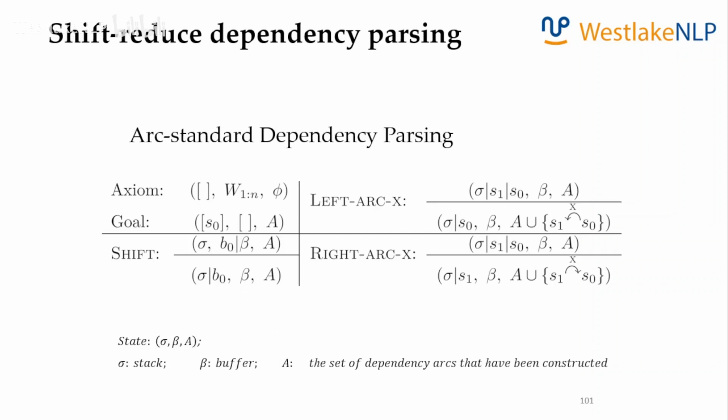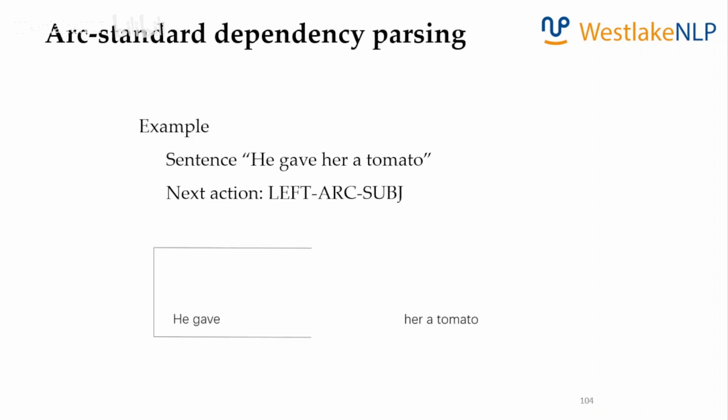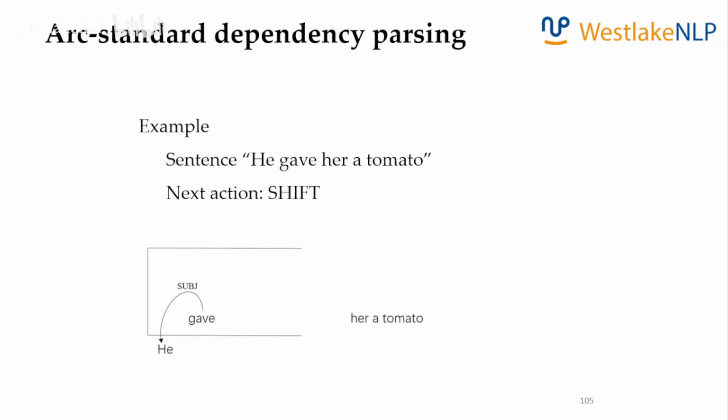Next slide shows you a deduction system of the actions, just as I showed for constituent parsing. Now let's use the sentence "he gave her a tomato" for example to illustrate the process. So we first shift he onto the stack, and then we shift gave onto the stack. We do left arc subject. Note that subject is an action, right? So action space is larger, but you can assign dependency arc labels. So he is the subject of gave now.